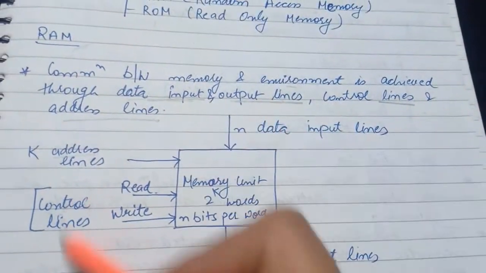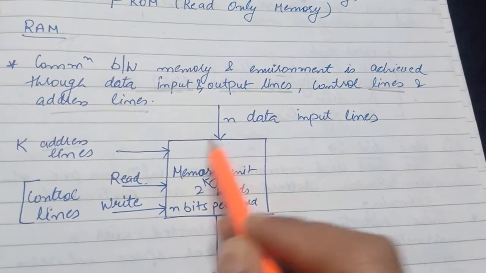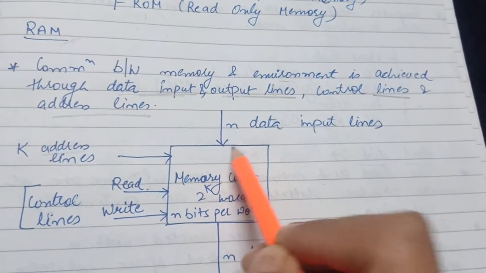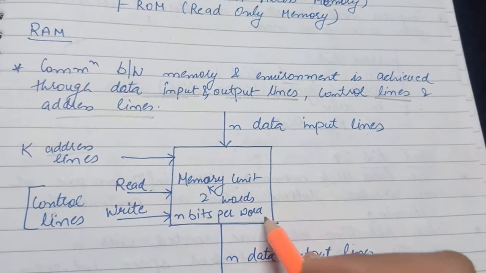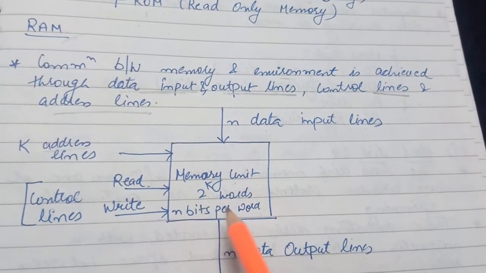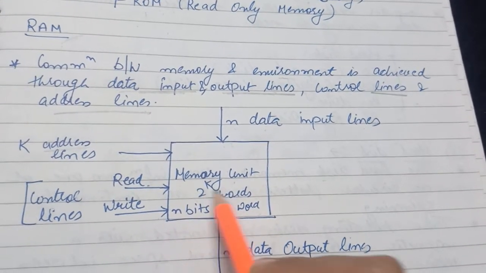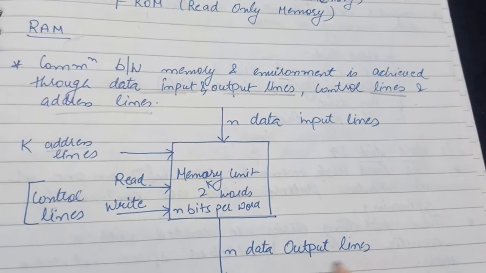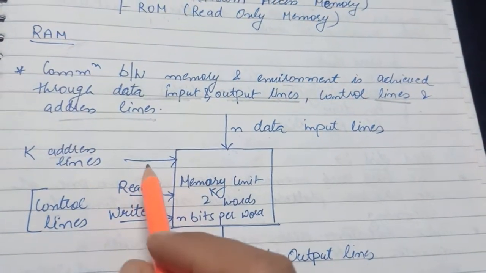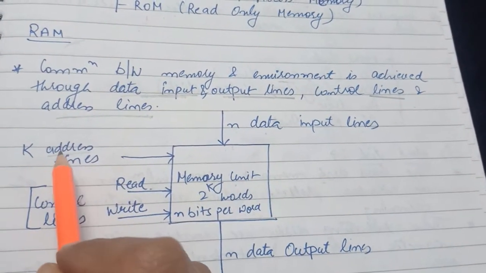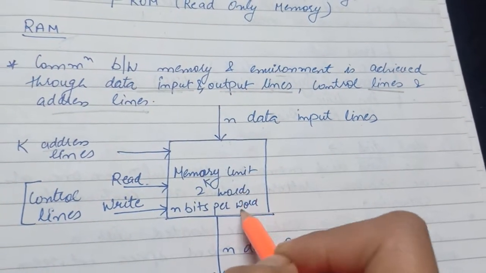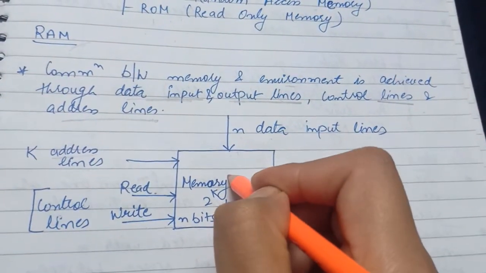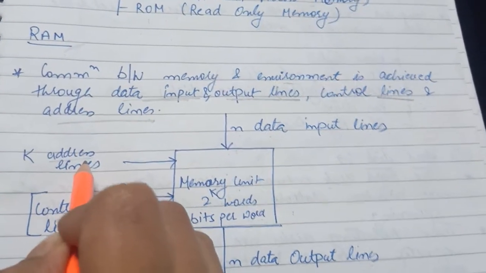Let me explain this particular block diagram. Here we have our memory. From this end data input is coming, and this data is being stored in this particular memory in the form of bits per word, or we can say 2 raised to the power k words. After the complete processing is done, we will get outputs. But for the processing, we have two more things, that are address lines, meaning these particular words or binary data which will be stored in the memory will be given a particular address.